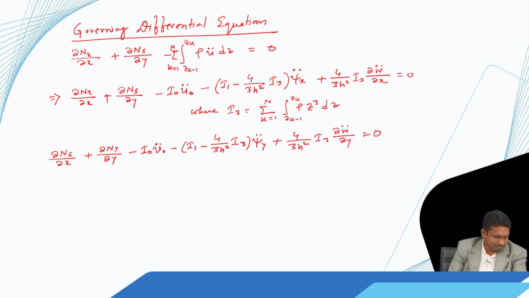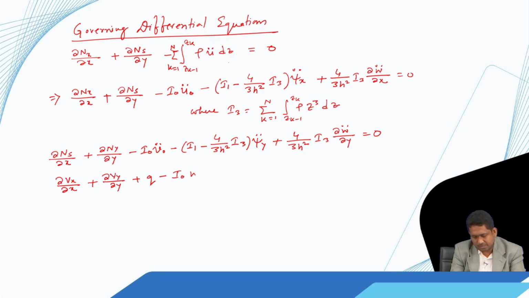And the third governing differential equation is del Vx by del x plus del Vy by del y plus q multiplied by I0 w double dot. The fourth one is del mx by del x plus del my by del y minus Vx.